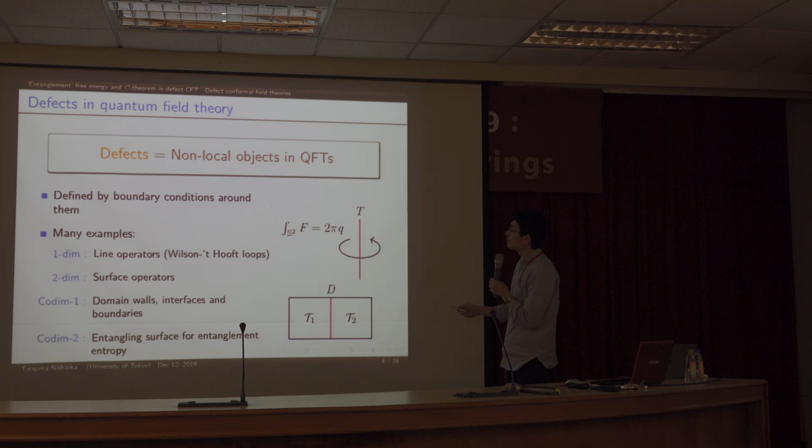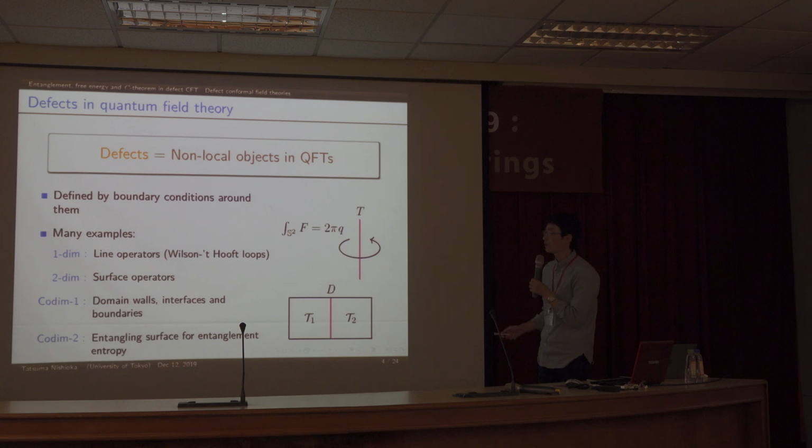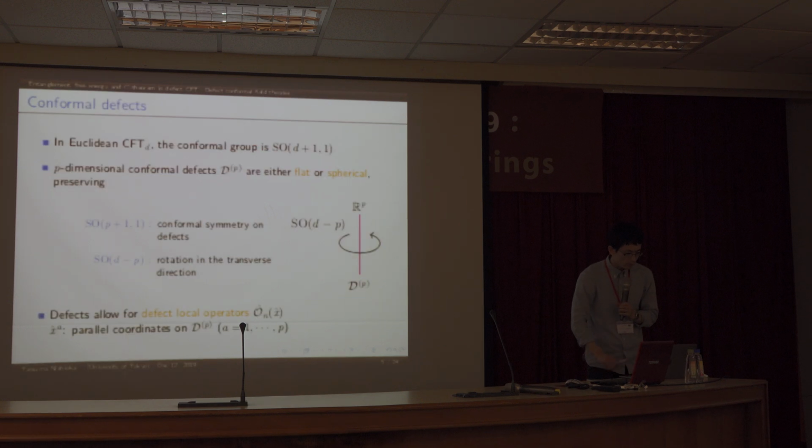Basically, they are defined by the boundary condition around them. Just imagine that this is an 't Hooft loop. To specify the 't Hooft loop, you measure the flux around it. This is a three-dimensional space, and you have a one-dimensional line, and then you can cover this operator by two-spheres, so you can measure the magnetic flux through this 't Hooft line. This is the definition of the 't Hooft line. And similarly, the interfaces are characterized by specifying the two theories on the left-hand side and right-hand side. So this is basically the notion of defects.